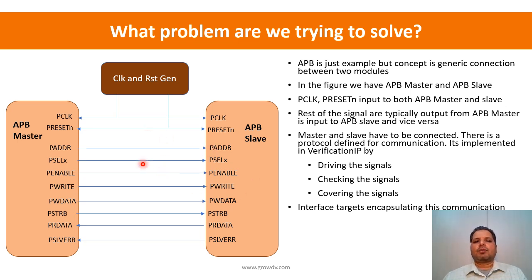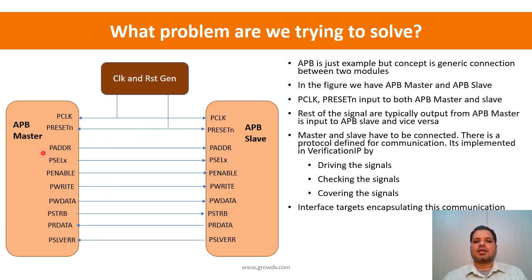Okay, so coming back to the APB. We have this clock and reset, which is common, and it's the input to both the master and slave. Most of the remaining signals originate from the master. For example, your P address is originating from the master and going to the slave. P select, enable, write, write data and strobe are all going to the slave, whereas read data is the only thing that is coming from the slave to the master, and then slave error is another thing that's coming from the slave to the master.